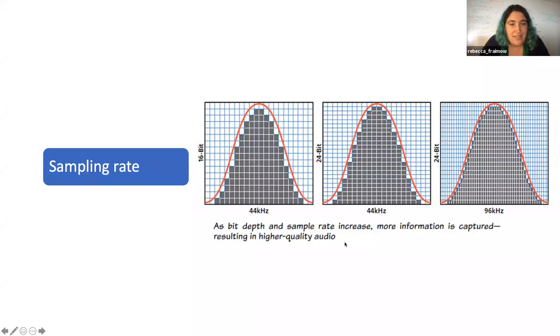So you can kind of see in this graph, which I found very useful over the years, if you imagine a wave curve, the curve of a wave file, and you imagine that you're going to capture it, taking a sample at 8 points along that curve. You're not going to get as close to the original experience of listening to that magnetic original analog sound as if you take 16 samples or 24 samples. So when you're doing a digitization, as bit depth and sample rate increase, more information is captured, which results in higher quality audio.